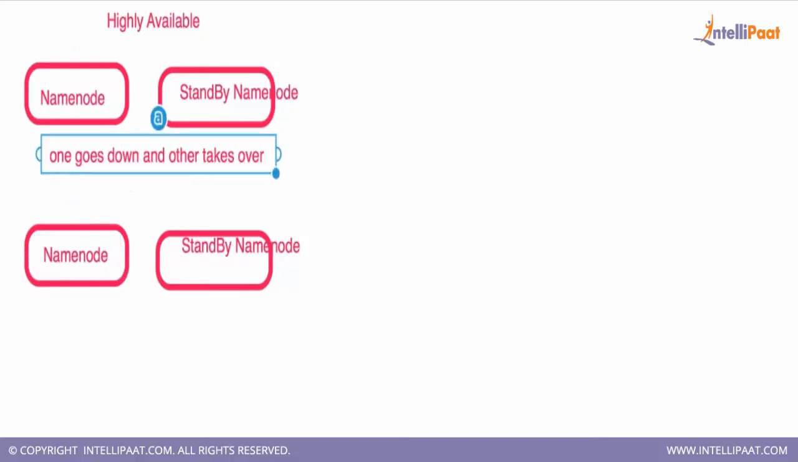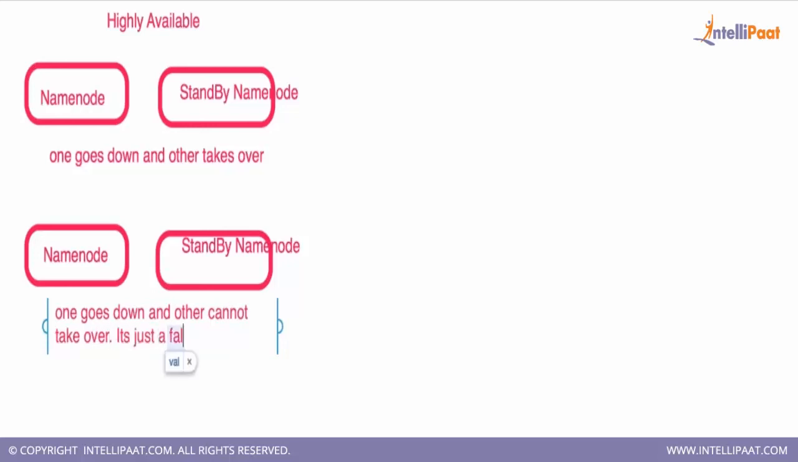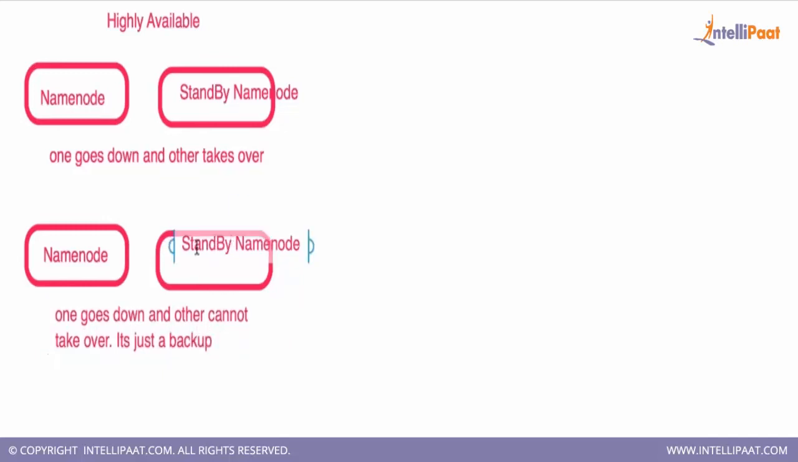With the secondary name node, if one goes down the other cannot take over. It's just a backup, and this was called the secondary name node.